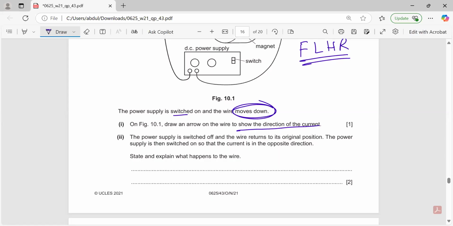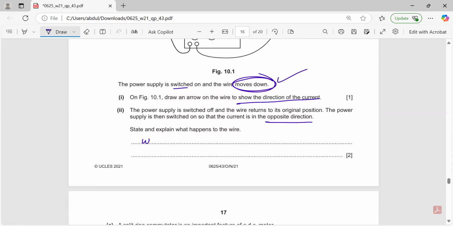The power supply is then switched on so that the current is in the opposite direction. Explain what happens to the wire. Before, the wire moved down; now the wire will move upwards.